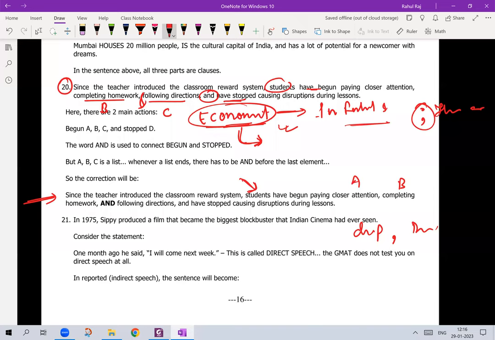Although he is poor. Like, let's say, although Ulash is poor, comma, he is the smartest guy I have ever met in my life. So when I say 'although Ulash is poor', this is a dependent clause, not an independent clause. A semicolon is used when there are two independent clauses on both sides.